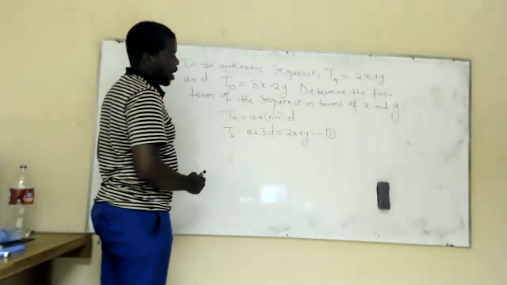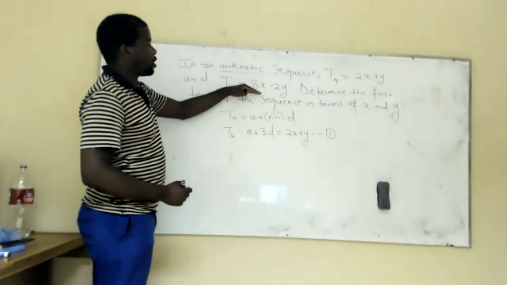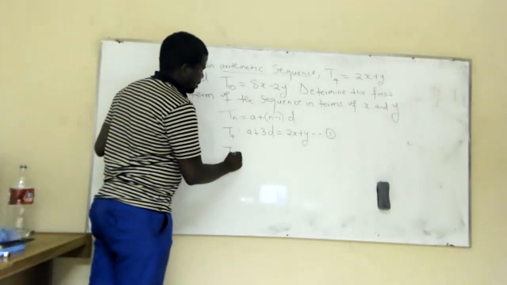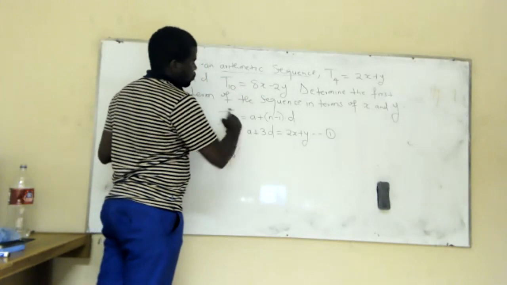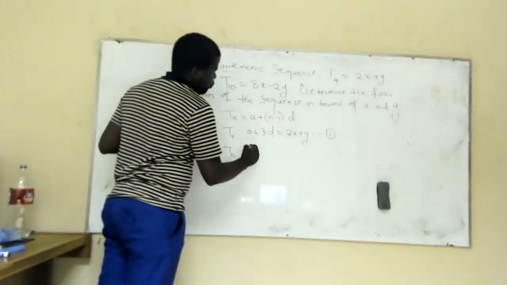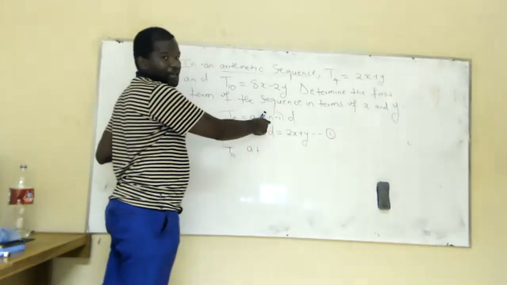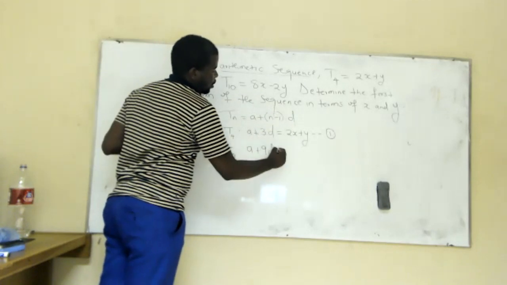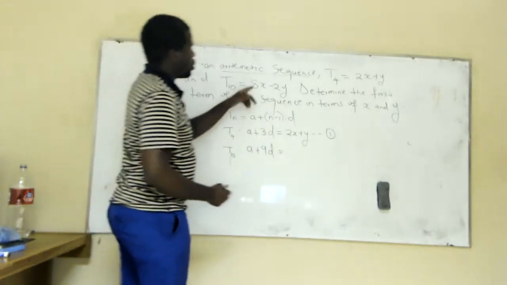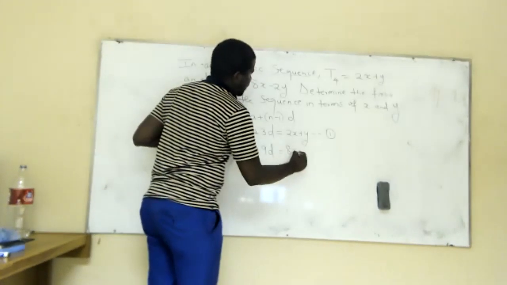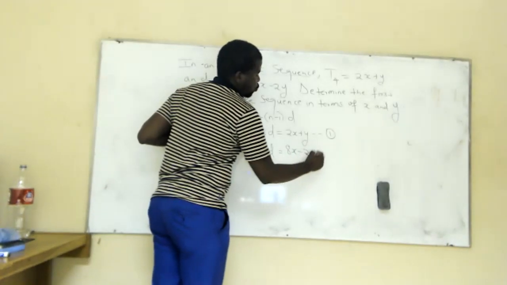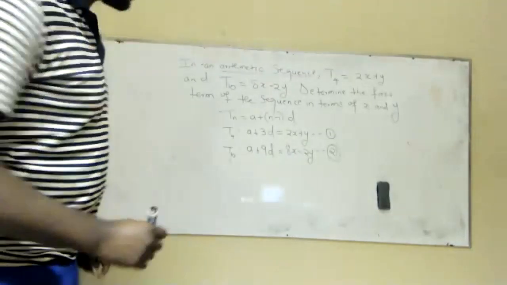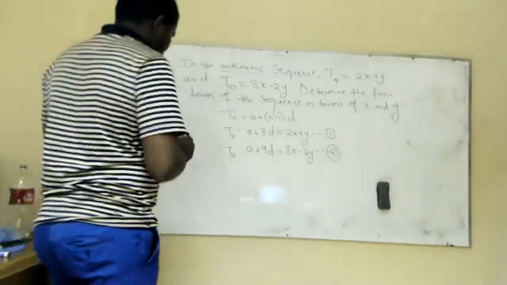Let's go to equation number 2. How are you going to get equation number 2? You will obtain equation number 2 by using the information that you are given down there. So now, term number 10, you substitute that information into this formula, you will have a plus, where you have n, you substitute 10. So it's going to be 10 minus 1, which gives you 9d. And that will be equal to, term number 10 is given as what? As 8x minus 2y. And this will be equation number what? Equation number 2.